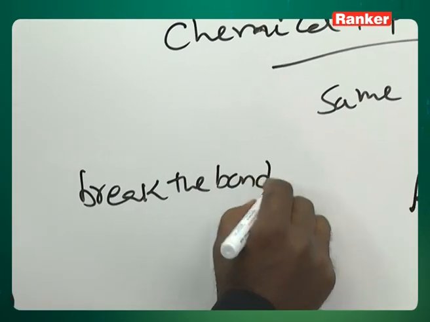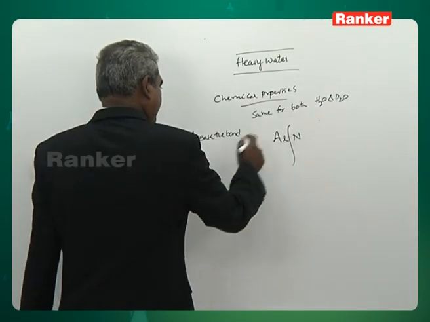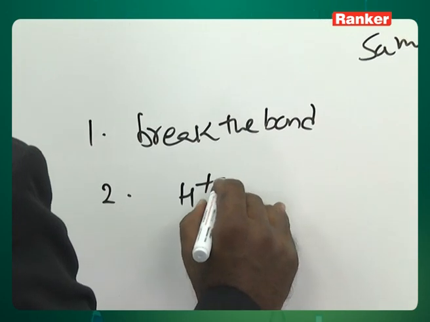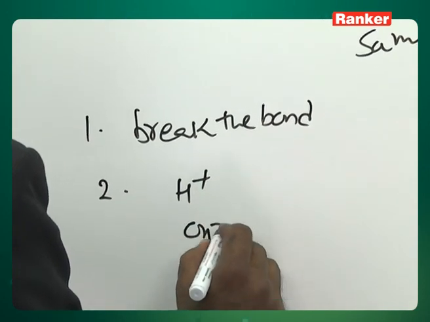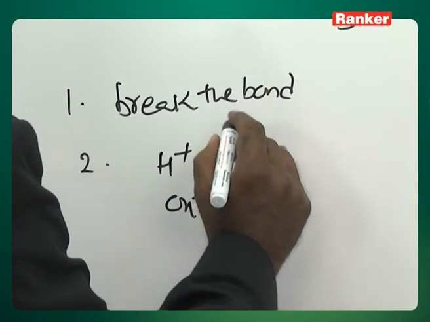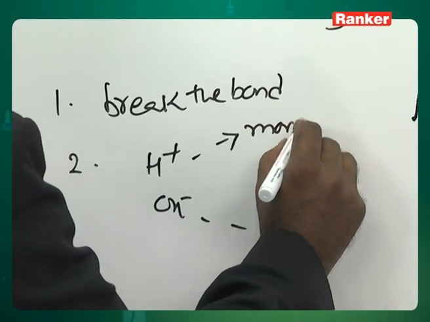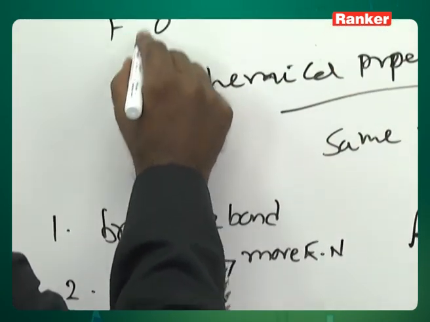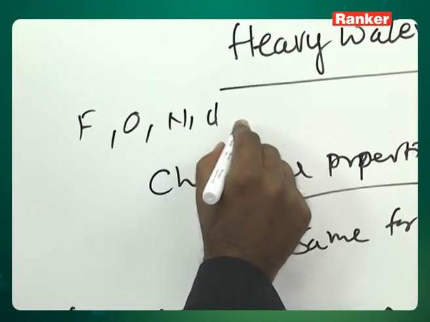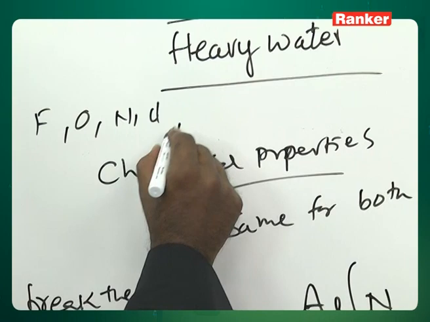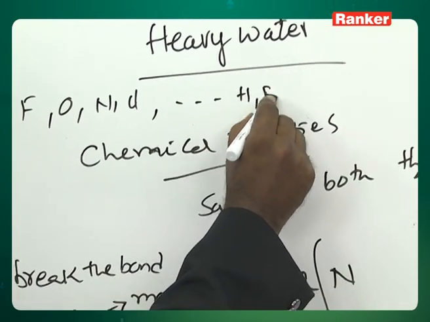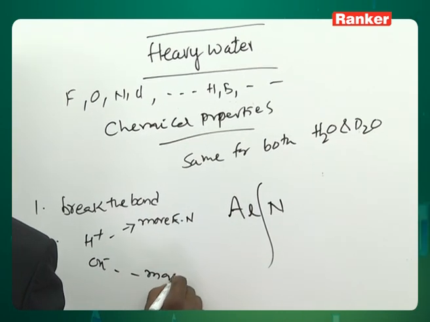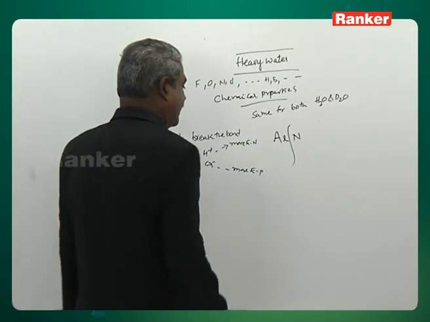Which bond? Break the bond between two atoms. H plus on one side, OH minus goes to another side. Where will H plus go? Whoever is more electronegative. Who is more electronegative? We already know. FONCl, that is the order of electronegativity. FONCl greater than H greater than B, like that. And OH minus goes to whoever is more electropositive or whoever is more metallic.